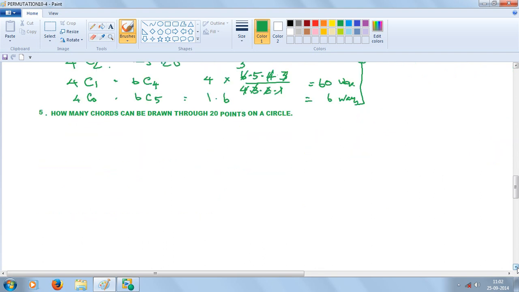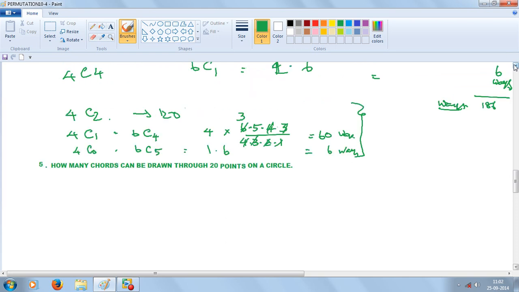Next problem. Please repeat this problem and try to apply your mind while repeating. You can write the full formula. So what is the formula? Factorial n divided by factorial r multiplied by factorial n minus r. Apply this formula and repeat the lesson.